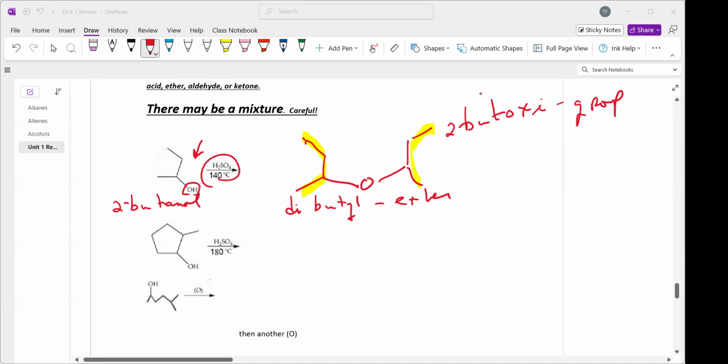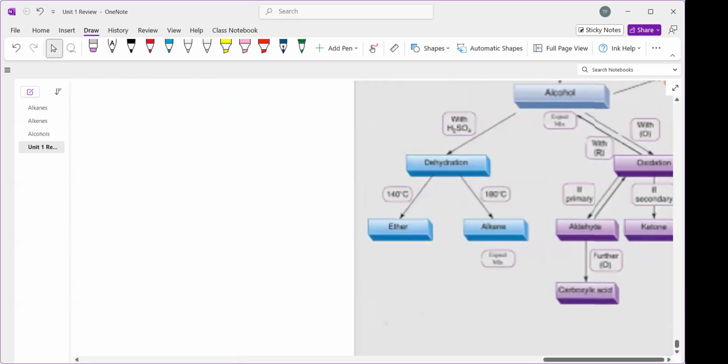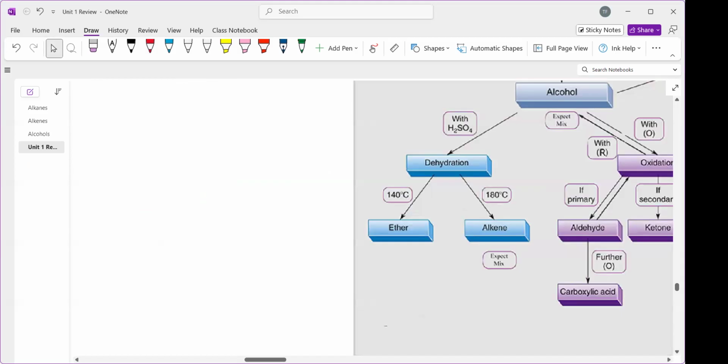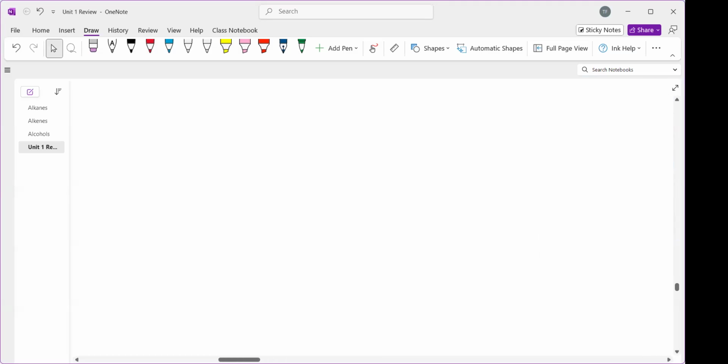Okay, so now it says there may be an ether. There may be a mixture. To determine that, I put on there little hints as to expect a mixture. Now, when I say expect a mixture, that means that most of the time you'll have a mixture. Sometimes if the molecules are really short, you don't have a mixture. That's the only exception. Okay, are there any questions about this guy?